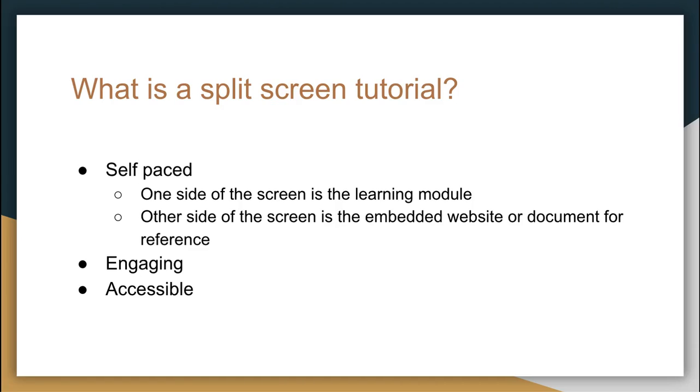First, what is a split-screen tutorial? A split-screen tutorial is a self-paced learning module that helps a user learn how to navigate a website or learn a certain skill such as how to properly cite an article. A split-screen tutorial has two side-by-side components on one screen. One side is the learning module that the user is navigating through, and the other side is an embedded website or document that the tutorial is using as an example.